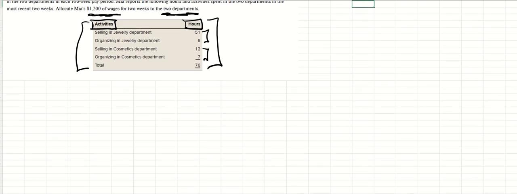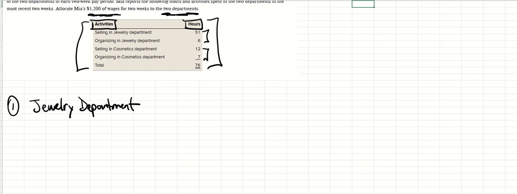What I like to do is take this on a step-by-step basis. We first have to know what percentage needs to be allocated towards the jewelry department and the cosmetics department when it comes to allocating the $1,200 worth of wages paid to the employee. So the first thing to do is apportion the number of hours spent in each department by the total number of hours spent in both departments. We're going to start off with the jewelry department first.